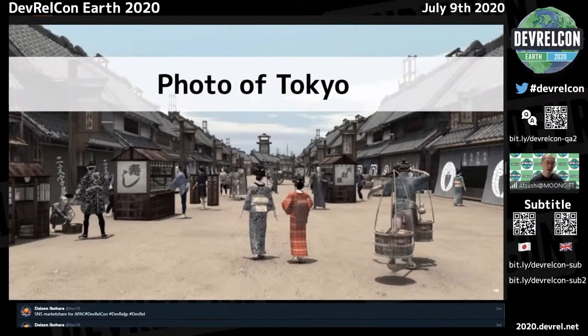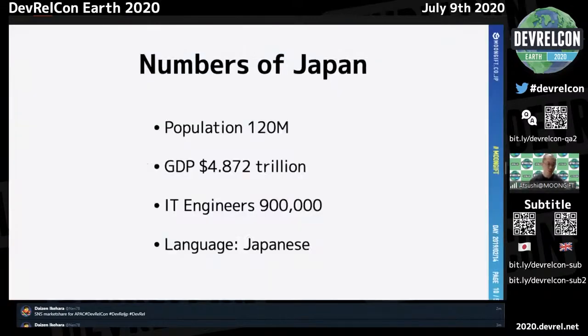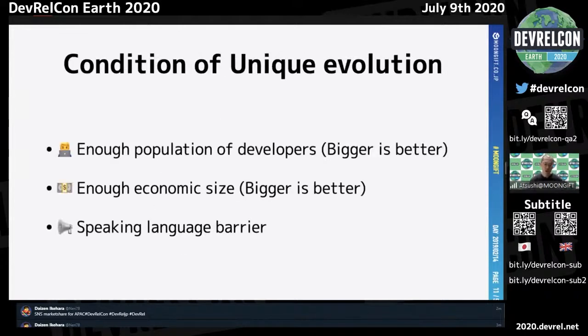So, for real, I'll introduce the numbers of Japan. Our population is 120 million and there are 900,000 developers. Economic size is third in the world and the official language is only Japanese. What do I want to say? There are conditions that grow a unique developer market. There are many developers, a suitable economic size that companies see value to invest in, and the developers don't speak English a lot. If developers use or speak English well, there is no language barrier.